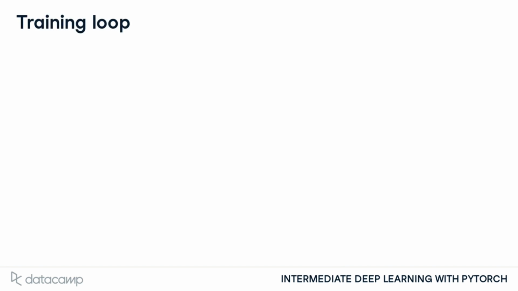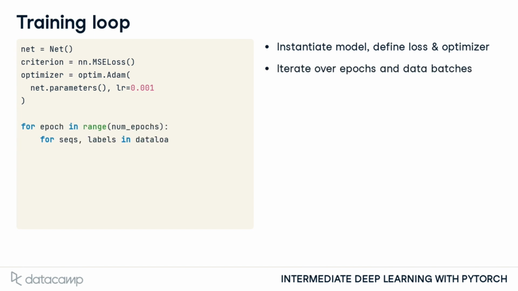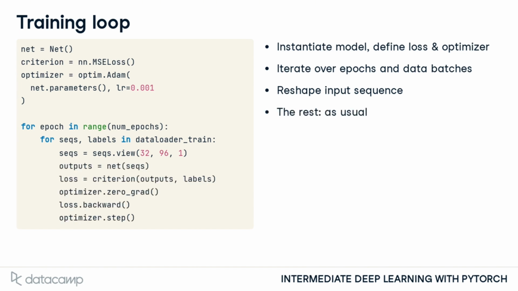The training loop is similar to what we have already seen. We instantiate the model and define the loss and the optimizer. Then we iterate over epochs and training data batches. For each batch, we reshape the input sequence as we have just discussed. The rest of the training loop is the same as before.